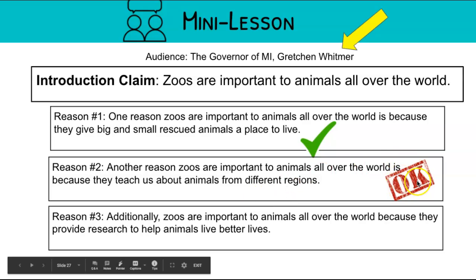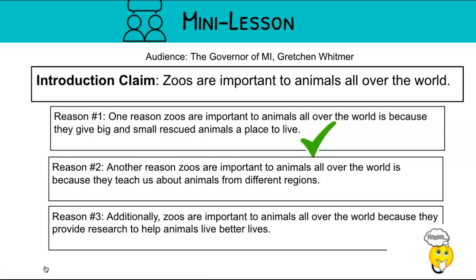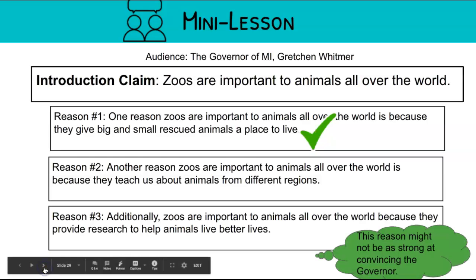So I'm going to rate that one okay. What about reason number 3? Additionally, zoos are important to animals all over the world because they provide research to help animals live better lives. Okay. Do I think Governor Whitmer will care about that reason? Will that be convincing for her? Research to help animals live better lives.